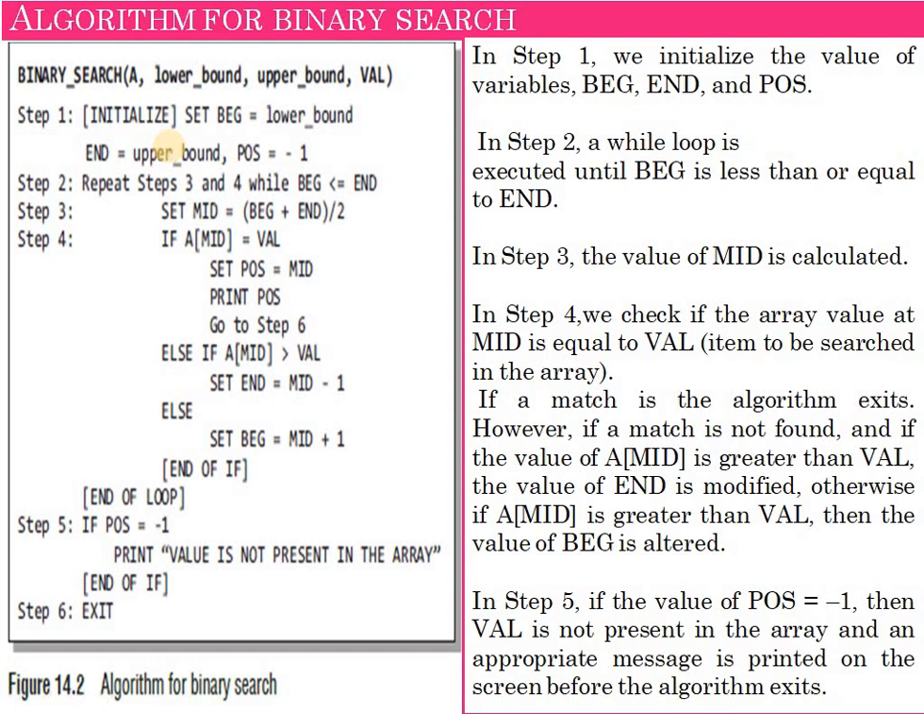You understood up to this? Yes, ma'am. Okay. First we set the beginning, meaning the first element. Lower bound is assigned to beg, meaning beginning. Then upper bound is assigned to end, meaning the last one. Then position is -1 because of initialization. So repeat steps 3 and 4 while beginning is less than or equal to end.